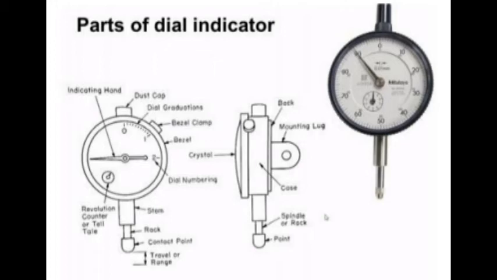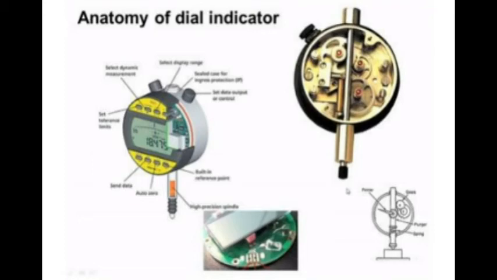Okay, now let us see the internal construction of the dial indicator. So there is a mechanical type dial indicator. You can see the contact plunger, stem, and the back cover is open. So this is a spindle wherein a rack is cut, and the rack is in contact with the pinion, and then we have a set of gear train, and there is a spring to bring the spindle back to the initial position when we remove the workpiece.